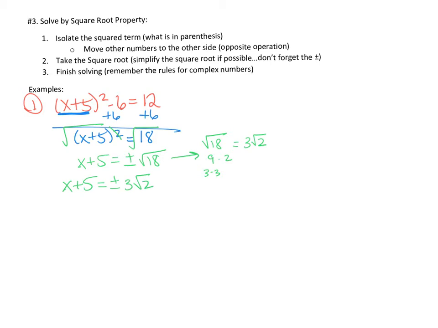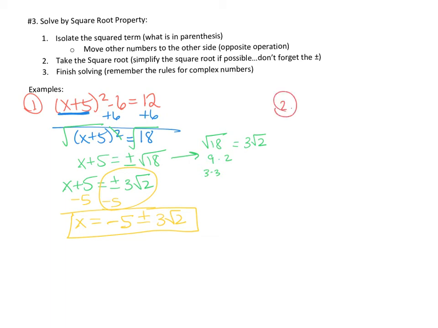Now I'm going to finish solving. If you think about how I can get x by itself, I would need to subtract a 5. Now if we think back to the quadratic formula, remember we had some number plus or minus and then some square root. That's exactly what this is now going to look like, because I'm going to have negative 5 plus or minus 3 square roots of 2. So in the end, these square root properties almost look like a quadratic formula. Okay, let's look at another example, to make sure that we really got it.